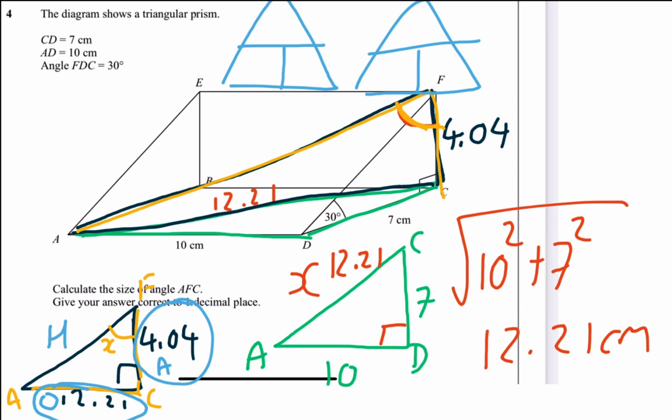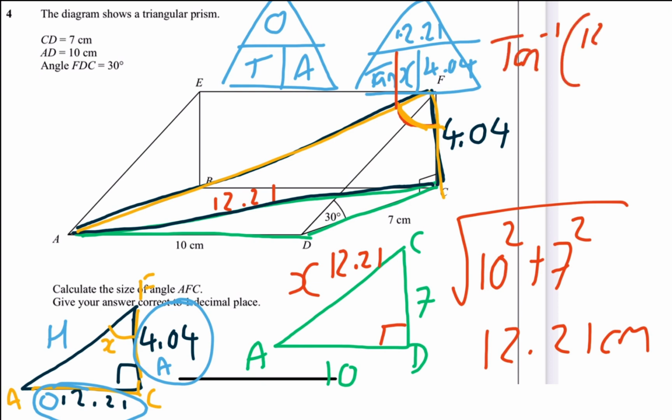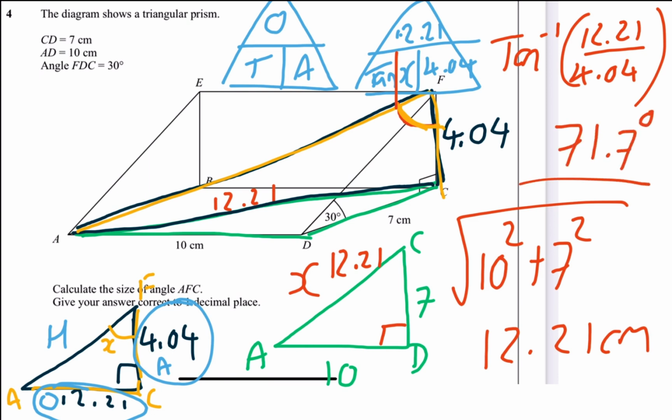And we've got A and O highlighted, so it's TOA. Therefore, it becomes tan of x. The opposite is 12.21. The adjacent is 4.04. And guess what we do? We're going to work out an angle, so we need the inverse tan. So inverse tan of 12.21 over 4.04. And you should get an answer of 71.7 degrees to 1 decimal place. Just check that, please. But watch the steps that I did.